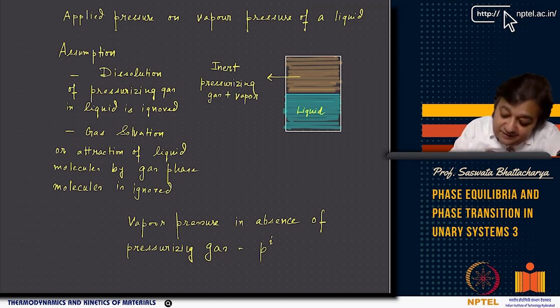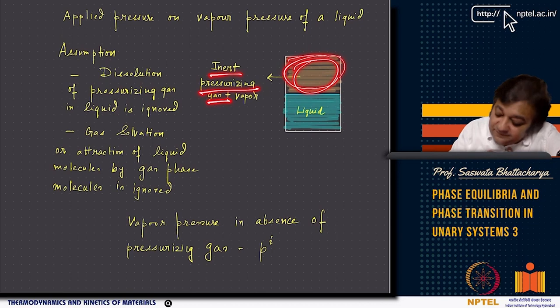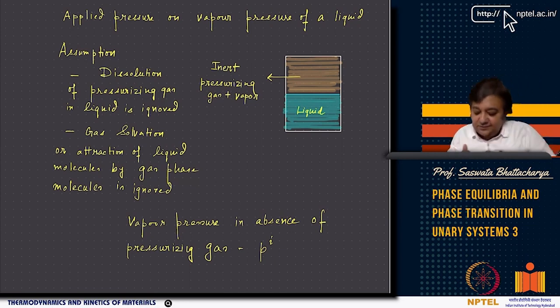Now, you can think of applying the same thing, like applied pressure on the vapor pressure of a liquid. In that case, you can think of assumptions like, for example, you have a pressurizing gas here. So, this is your pressurizing gas and there is a liquid, and on the liquid there is this vapor because there is a liquid vapor equilibrium. So, this space in the container contains the inert pressurizing gas plus the vapor. But see, we are neglecting the dissolution of pressurizing gas in the liquid, because if we do not ignore it, dissolution of pressurizing gas can change the property or the nature of the liquid completely. Also, there is something called gas solvation or attraction of liquid molecules by gas phase molecules, which is again being ignored here, right?